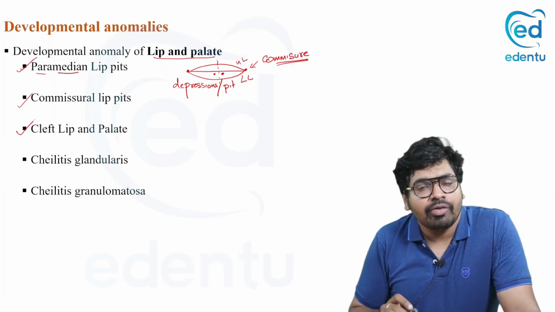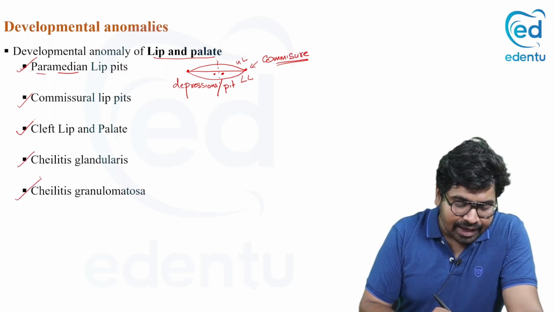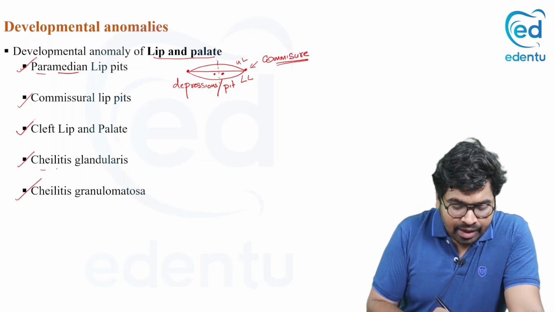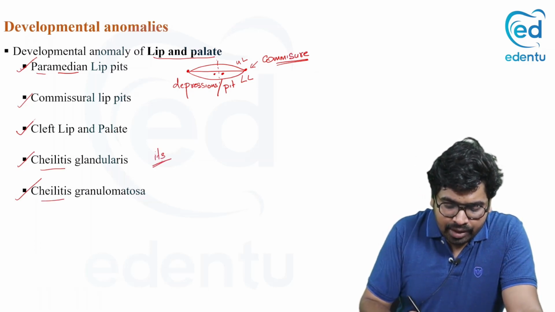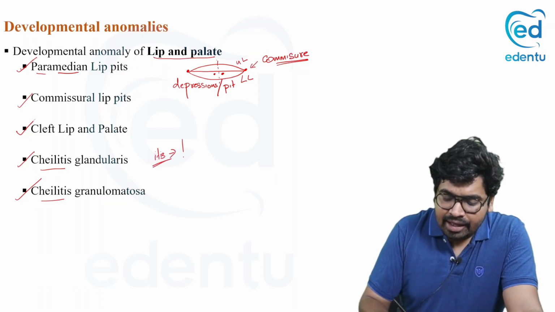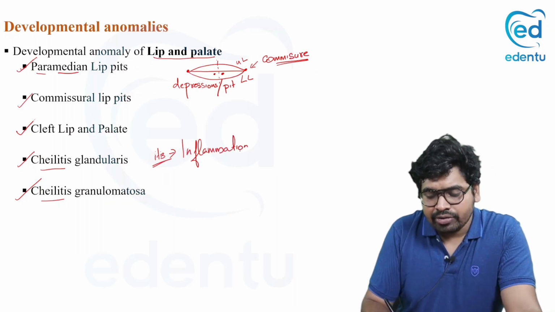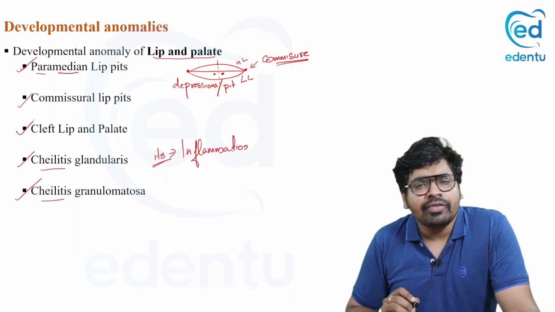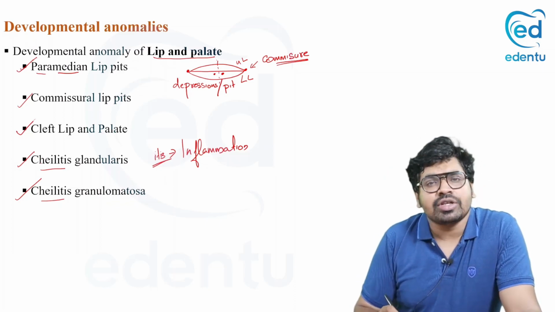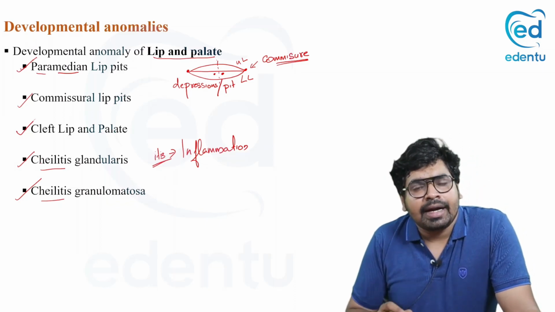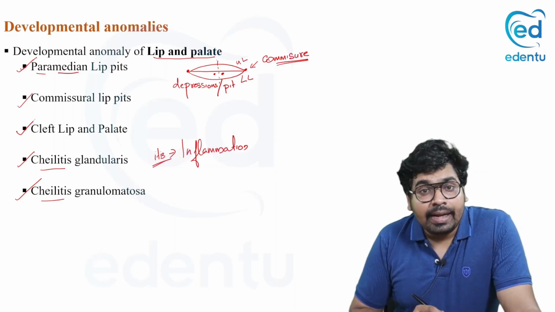That's very important. We will be discussing cleft lip and palate in a long video. Others are cheilitis glandularis and cheilitis granulomatosa. What is meant by itis? Itis denotes inflammation. So cheilitis means inflammation of your lips. Either it can be glandularis or granulomatosa. So these are the developmental anomalies of the lip and palate.